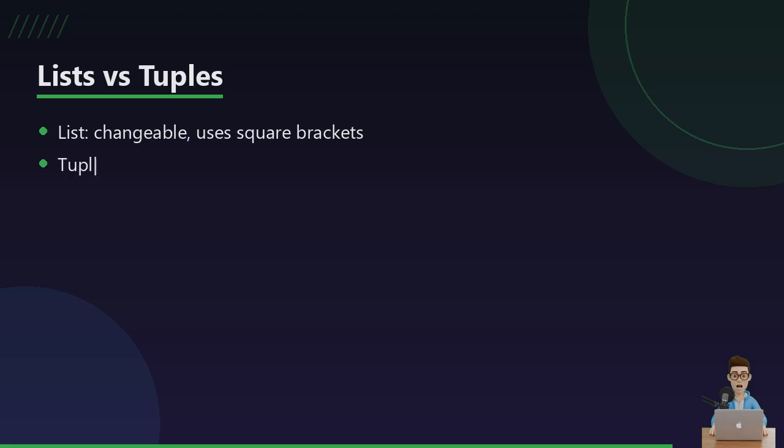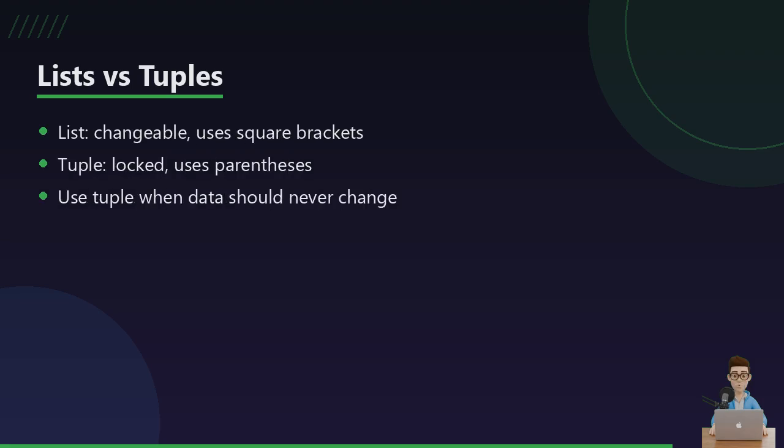Now here is a real trade-off worth knowing. A list can be edited after you make it, but a tuple is locked forever once created. My honest opinion, tuples are underrated. People default to lists out of habit, even when their data should never change. Using a tuple on purpose actually protects you from accidental bugs later.